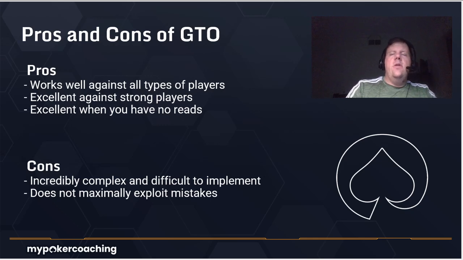The cons of a GTO strategy: it's incredibly complex and difficult to implement. So we're going to get into this. No human, I don't care, not even the best players in the world, is playing a perfect GTO strategy. The reason is it's way too hard to implement. It's almost impossible as a human. There are too many different boards, too many board textures, too many variables for a human to be able to implement. Also, it does not maximally exploit mistakes.